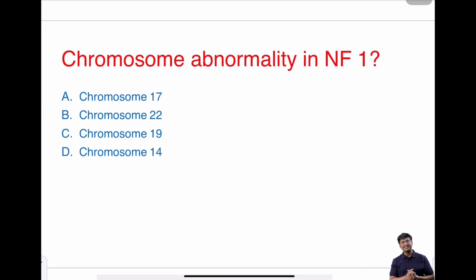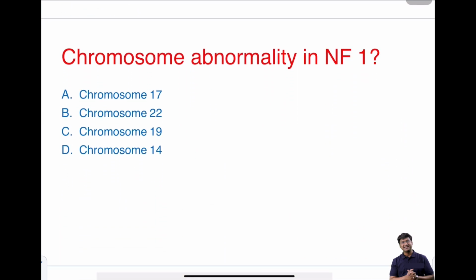Please answer this question in the comment section, wherein I'll reply back. The chromosomal abnormality in neurofibromatosis type 1 is: chromosome 17, 22, 19 or 14? Please answer in the comment box. I will definitely revert back to you with the explanation.